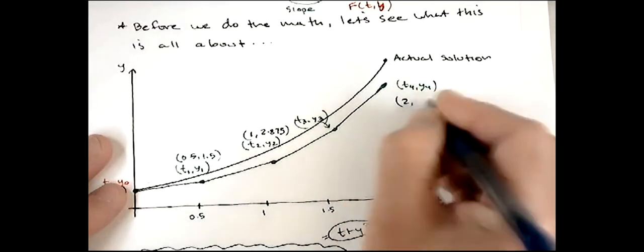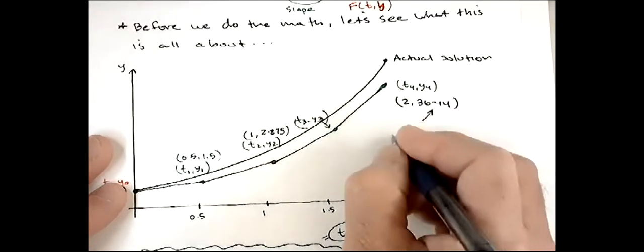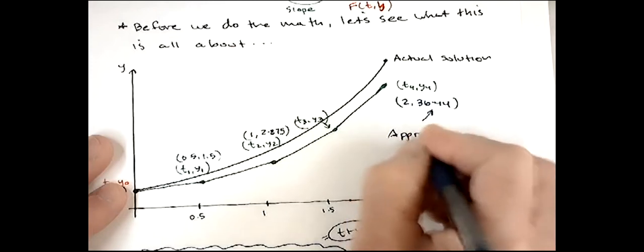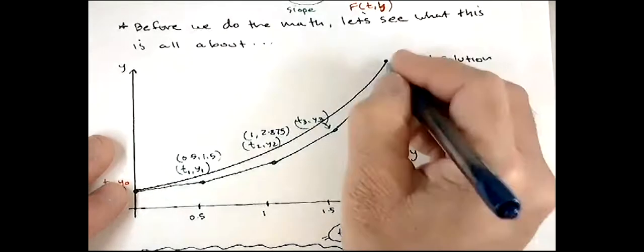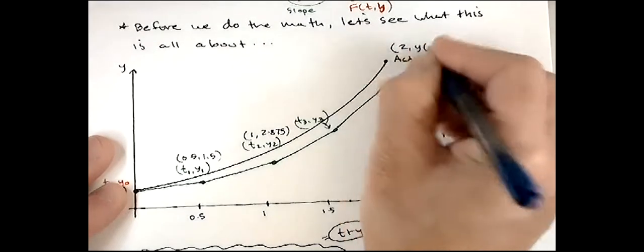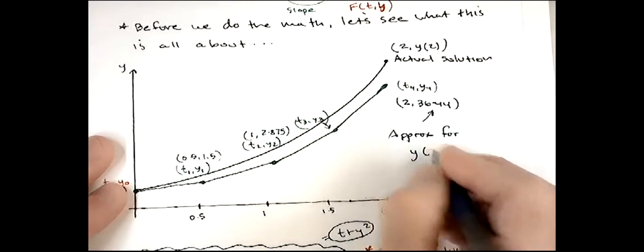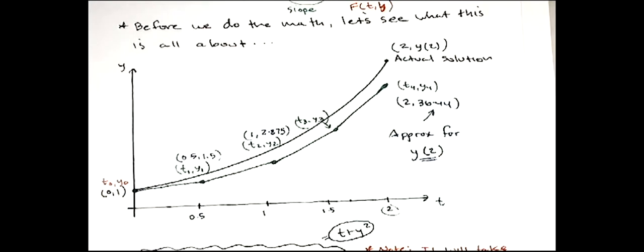So 36.44 is my approximation for the solution, the actual solution, right? Evaluated at 2. y of 2 is the actual solution. So it's my approximation for what y of 2 would be.